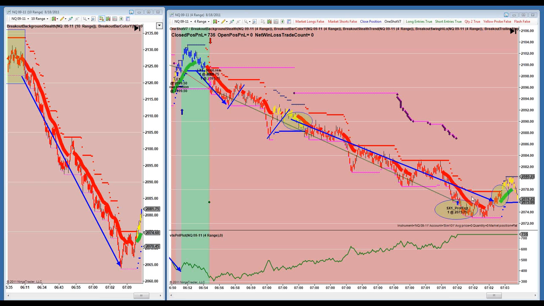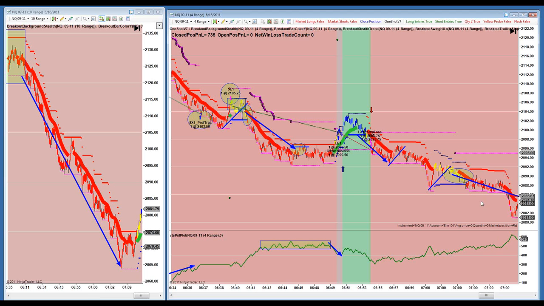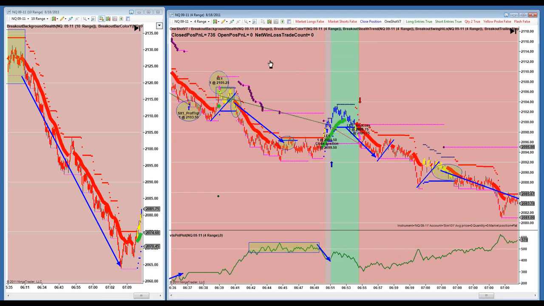I don't remember where I cut out. But anyway, that's what I wanted to show. You could have ended the day up 7.35, depending on when you got in and out of these trades here. Or you could have, over here, booked your 500 and not caught that last trade at the end, right around the news. Either way, it was a very nice day trading NASDAQ.